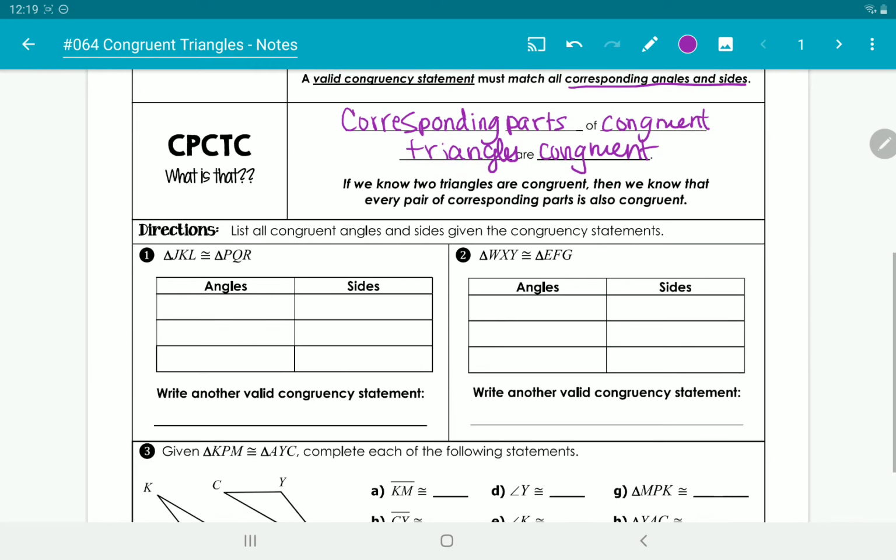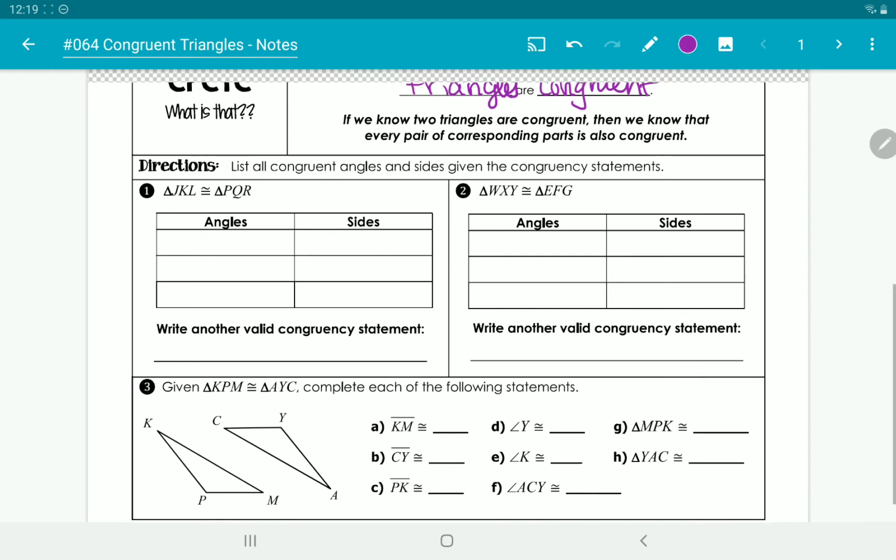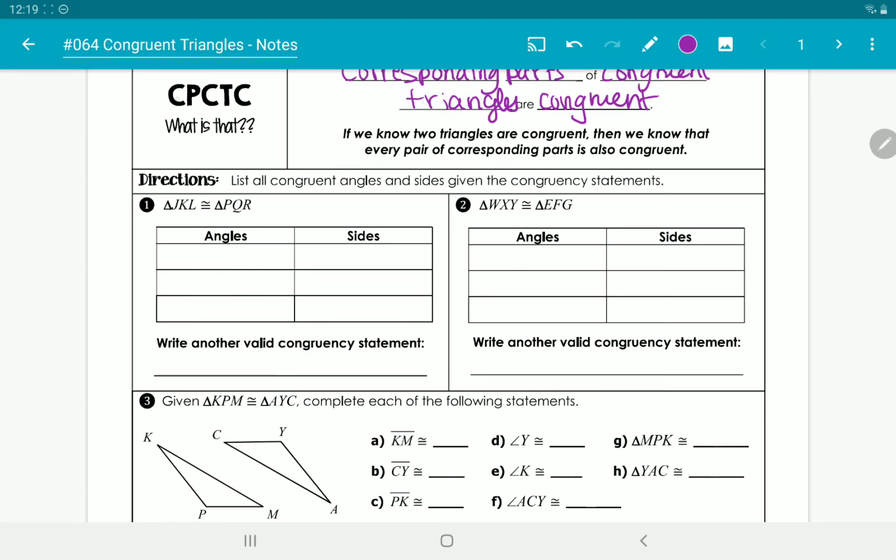So, corresponding parts of congruent triangles are congruent. So if we know that two triangles are congruent, then we know that every pair of corresponding parts is also congruent. So for example, here, it tells us triangle JKL is congruent to triangle PQR. You can go ahead and draw it out. I'm going to draw it out right here on top of everything just to kind of help you see. You don't have to draw it out though. Okay, so we have J, K, L, and we have P, Q, R.